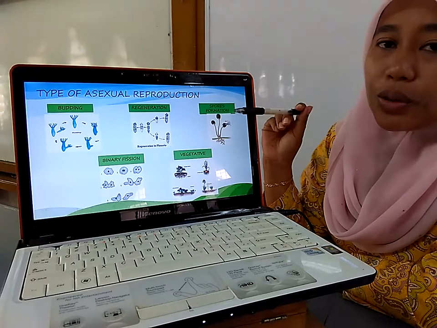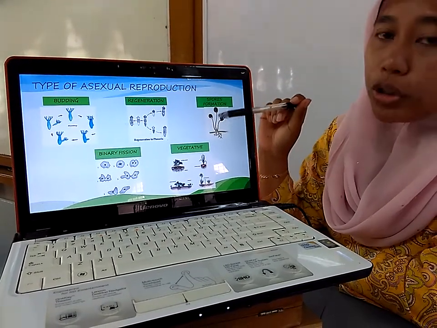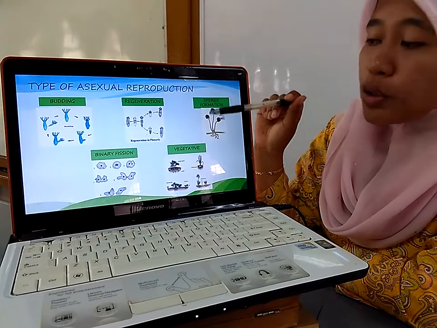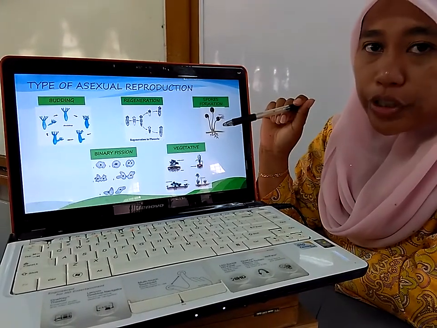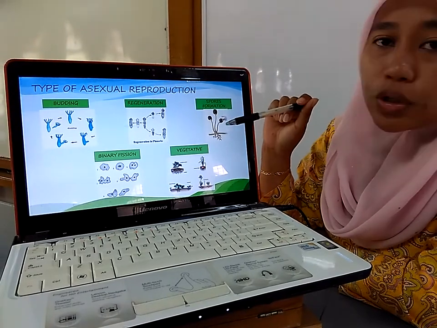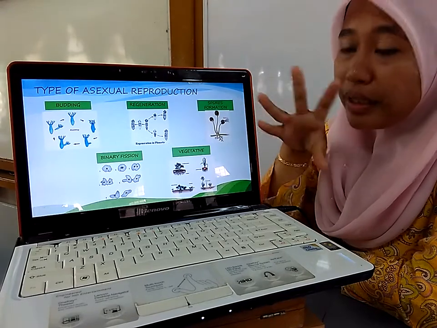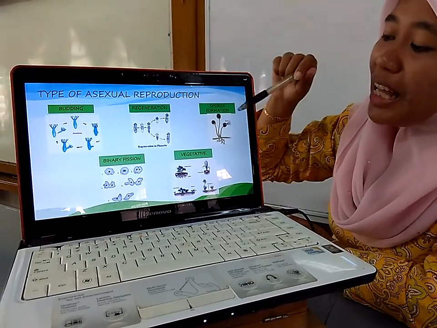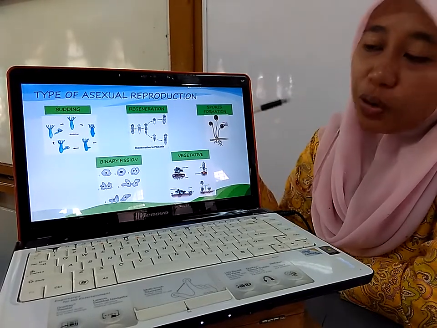Okay. Now the third one is spore formation, which means the plant or the organism will have a spore. Spore is one bundle that will carry genetic information. After a certain time, the spores will break down, and also the spores will be transported to another place and will form a new organism.